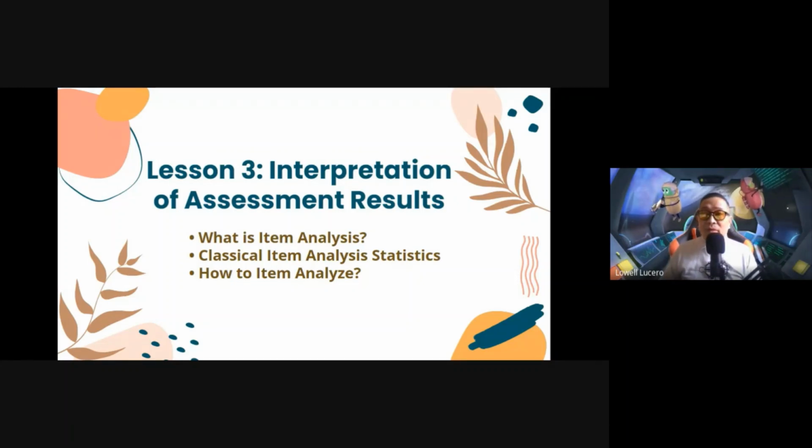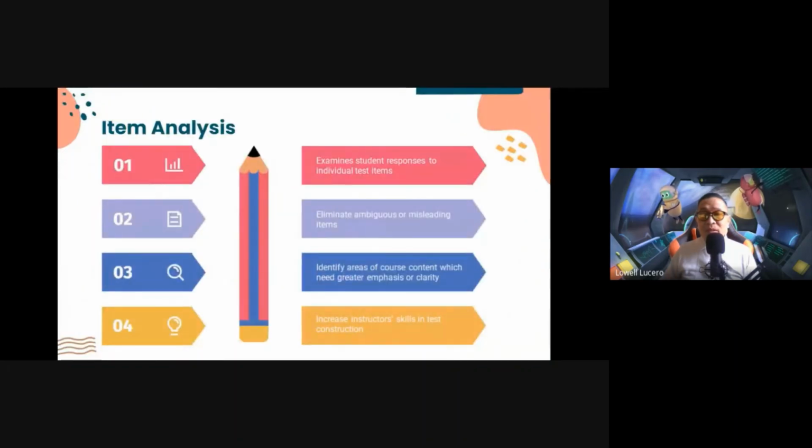Now, lesson 3 talks about interpretation of assessment results. Here we tackle item analysis, classical item analysis statistics, and how to do item analysis. This is very important because item analysis will help improve your test as a whole. When we say item analysis, you are going to analyze each item in the test. If you have a 50-item test, then that calls for 50 item analyses. So that's per item.